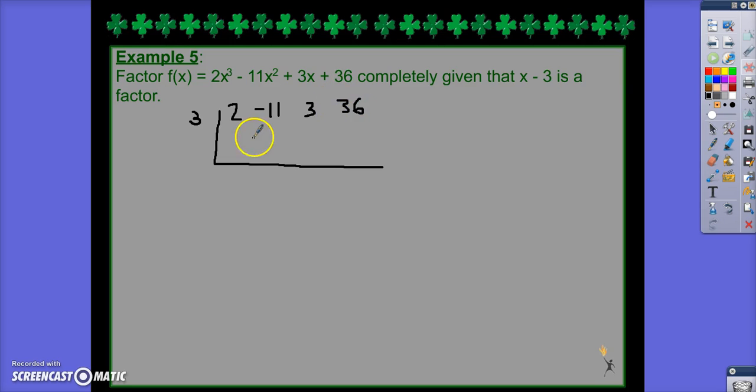And do synthetic substitution. We bring down the 2. 3 times 2 is 6. Goes here. Negative 11 plus 6 is negative 5. 3 times negative 5 is negative 15. 3 minus 15 is negative 12. And we get negative 36.